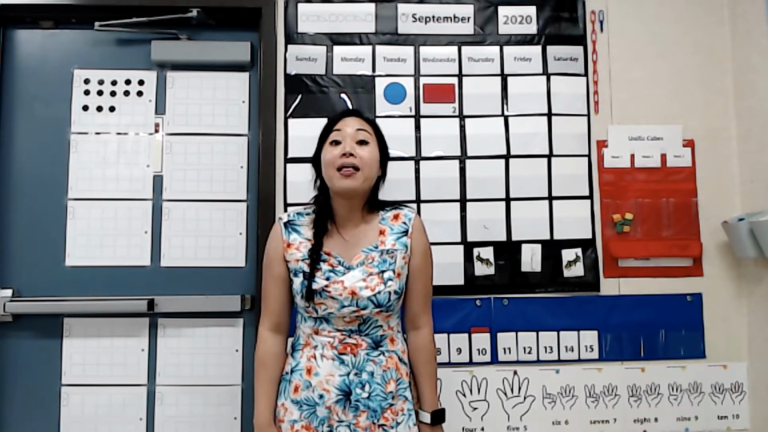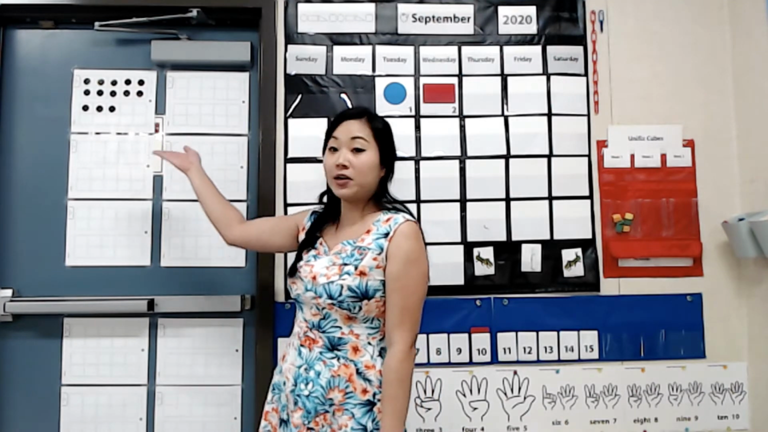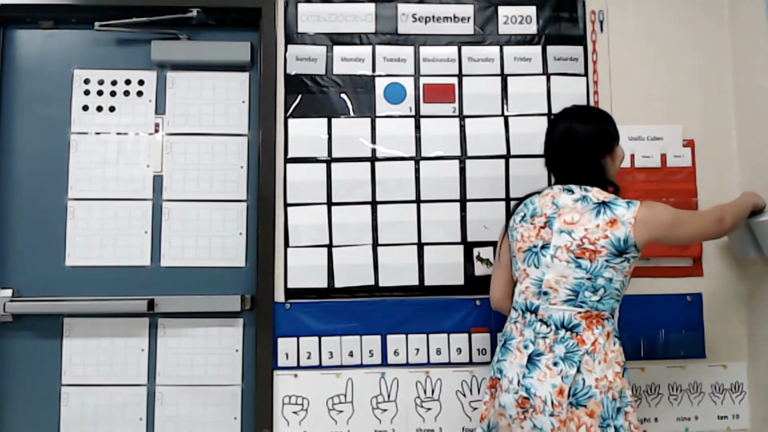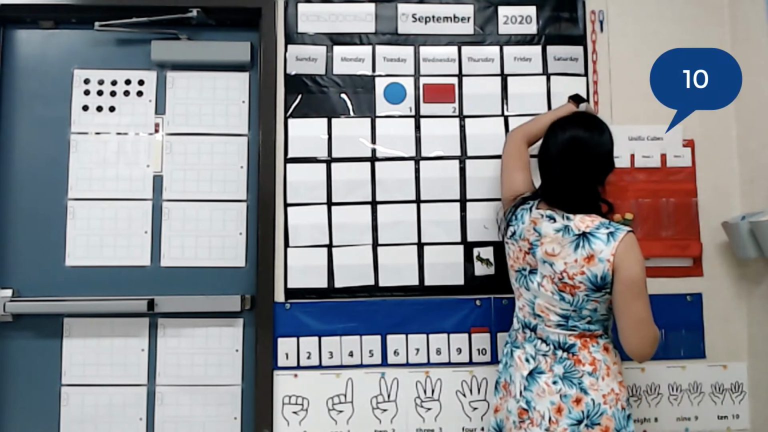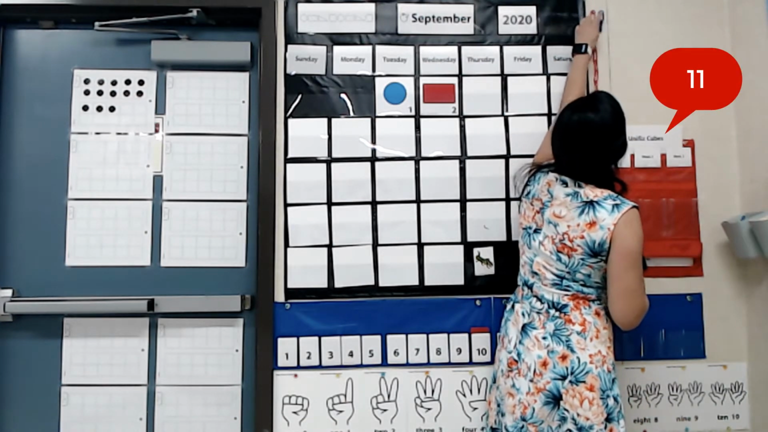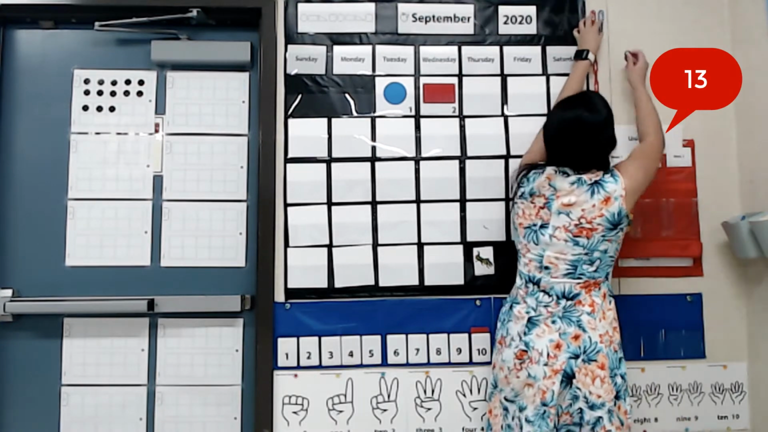When there's a dot in each of the 10 boxes of our 10 frame, that means our 10 frame is full. And remember, it's the same for our links. When we have 10 links on the chain, we start a new one. If I know I have a group of 10, just like over here, I can just say 10 and then count on. Are you ready, friends? Let me grab my link. I say 10, 11, 12, 13.